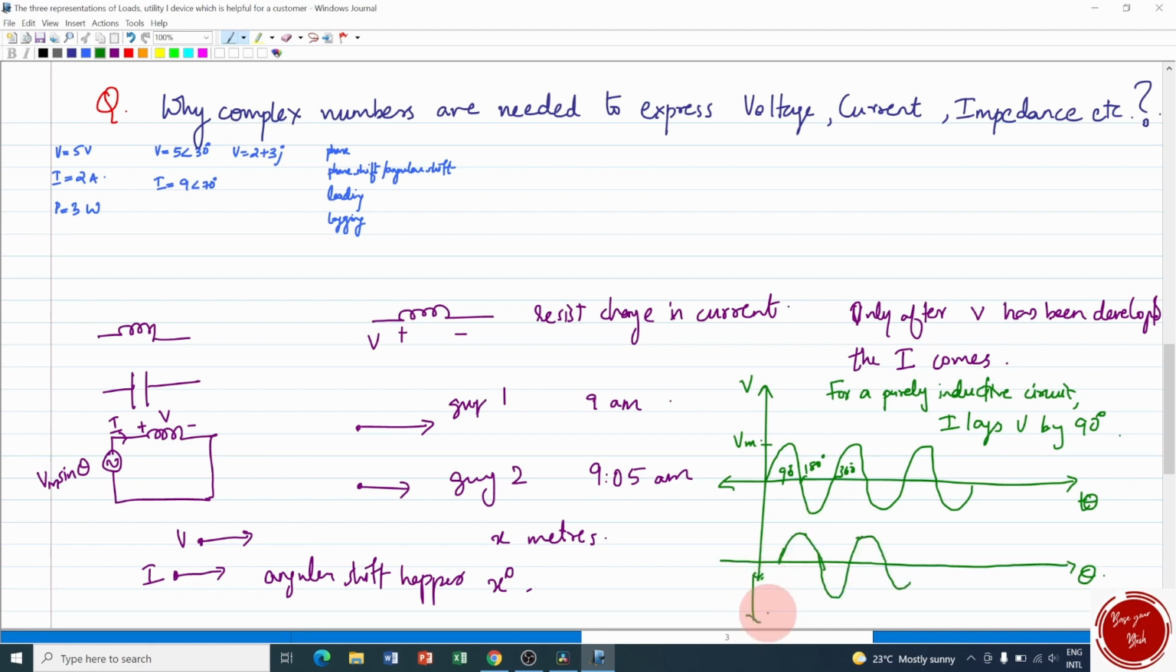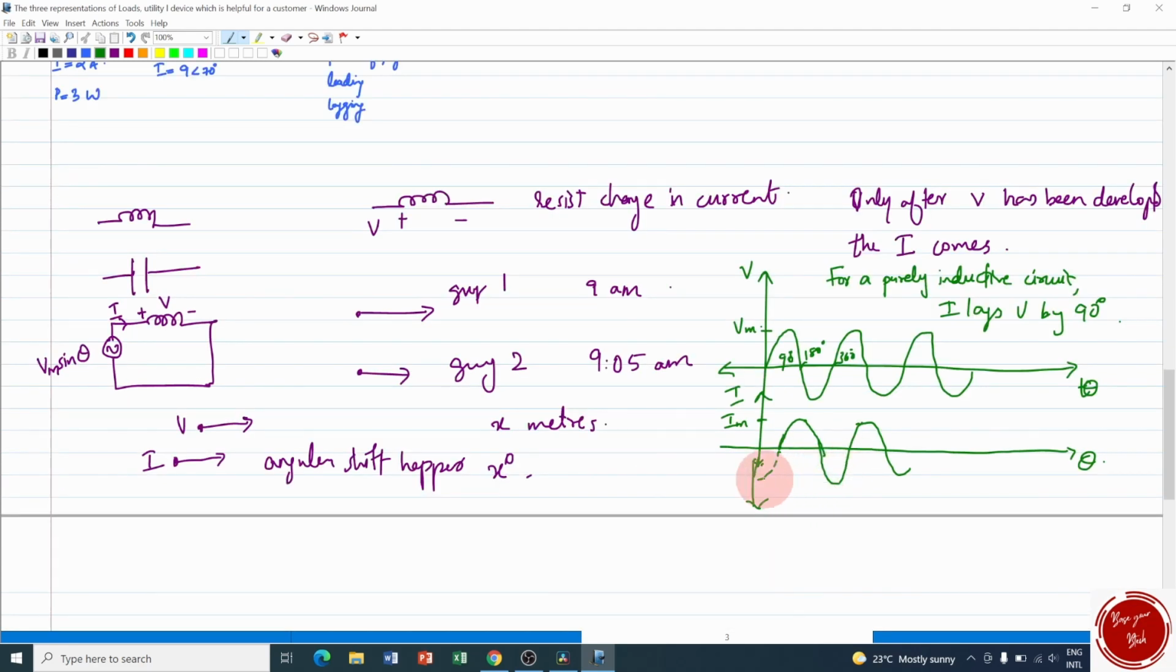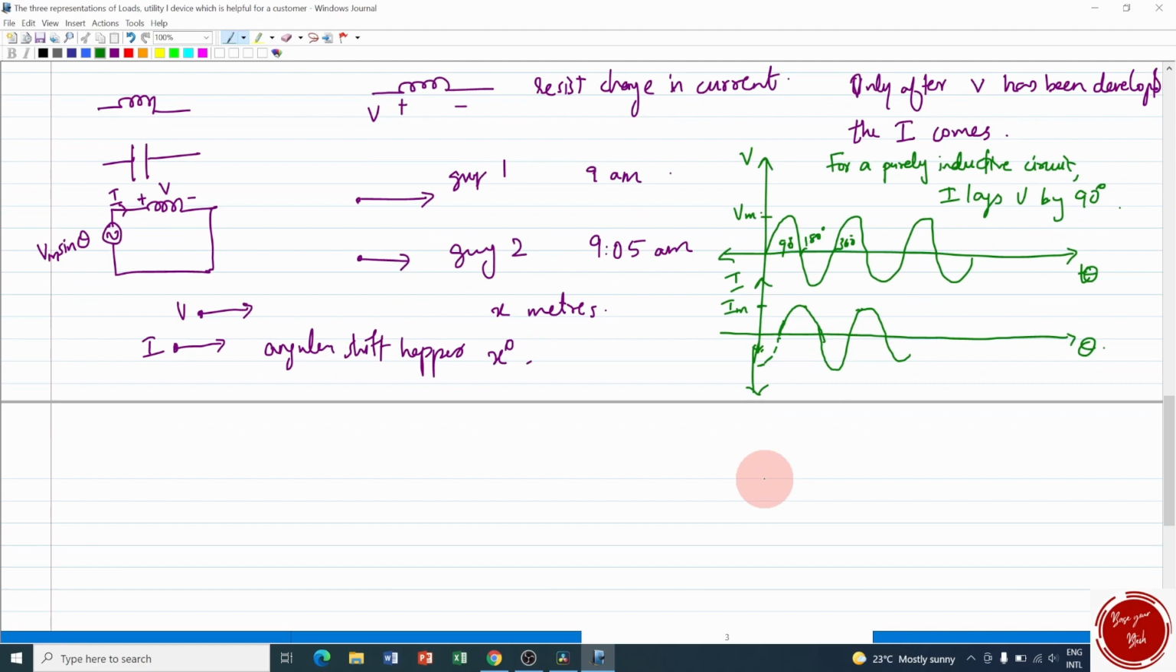And for a good picture, I am extending this sine wave like this. So this is the representation for current across an inductor, and definitely the peak of the current will not be Vm, it will be the maximum of the current, that is Im. So this is the graphical representation for voltage and current across an inductor.